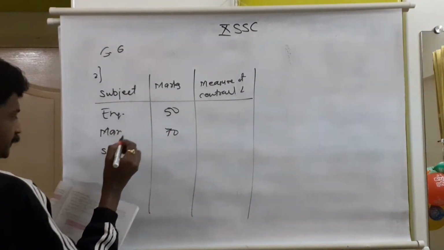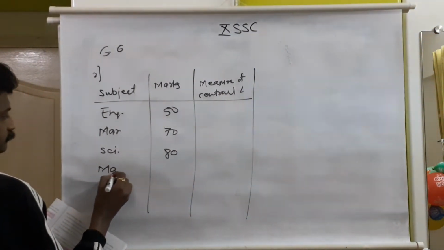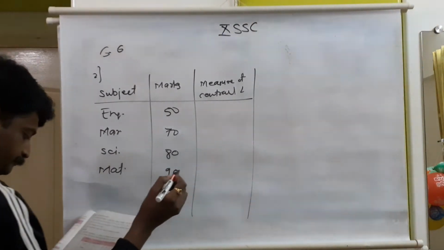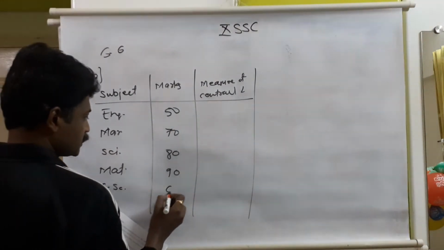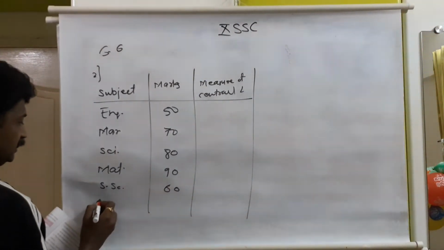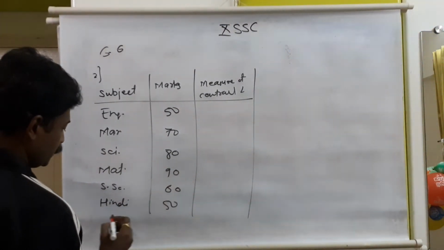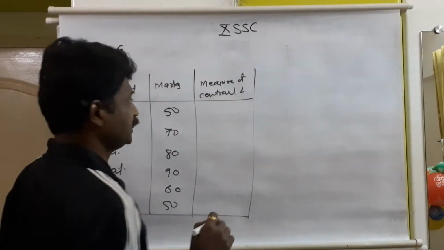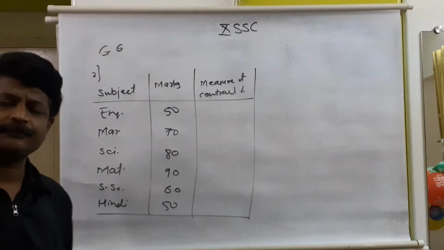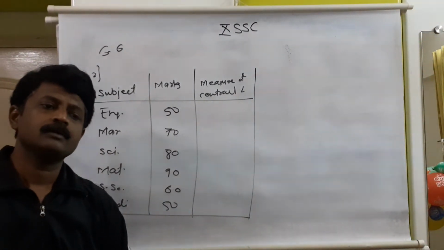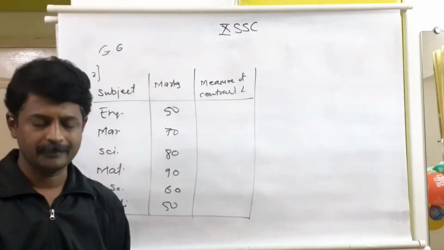Then in Science, 80 marks. Mathematics, 90 marks. Social Science, that is social studies, 60 marks, and the remaining is Hindi, the national language, where the score is 50 marks. Definitely this child is not in 9th or 10th, because algebra and geometry are not given separately. But I can't say for sure, because on your board mark sheet algebra and geometry do not come separately; they come combined, that is, mathematics.